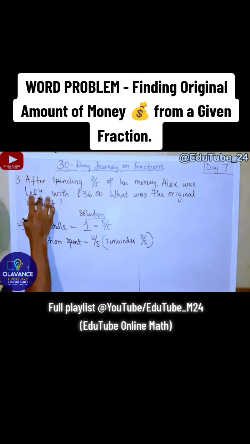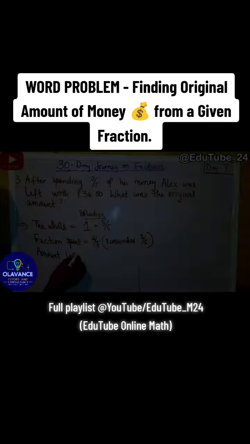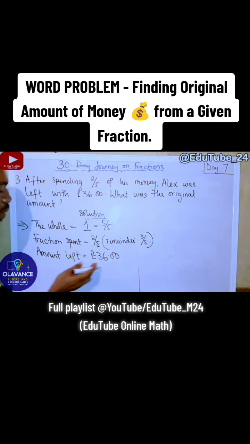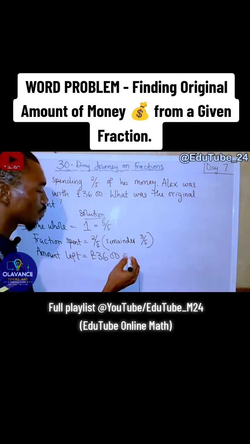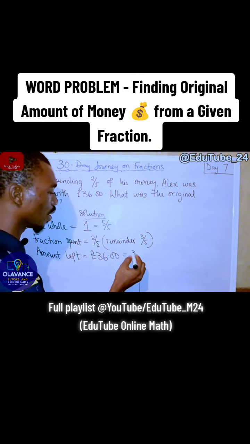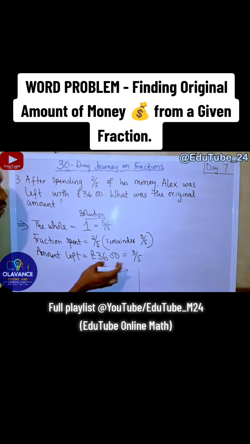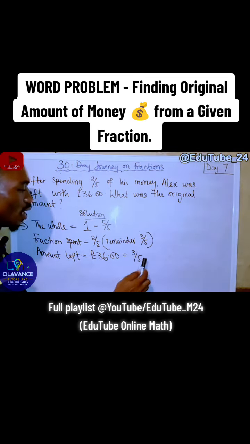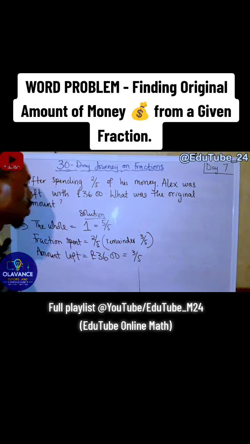So they now said Alex was left with 36 pounds. So amount left is 36 pounds. Now, if amount left is 36 pounds, what is the fraction left? Fraction left is 3/5. So that means this 36 pounds is represented by 3/5. So we have the amount of money left, and we have the fraction of money left. So then we can now find the original amount from this.